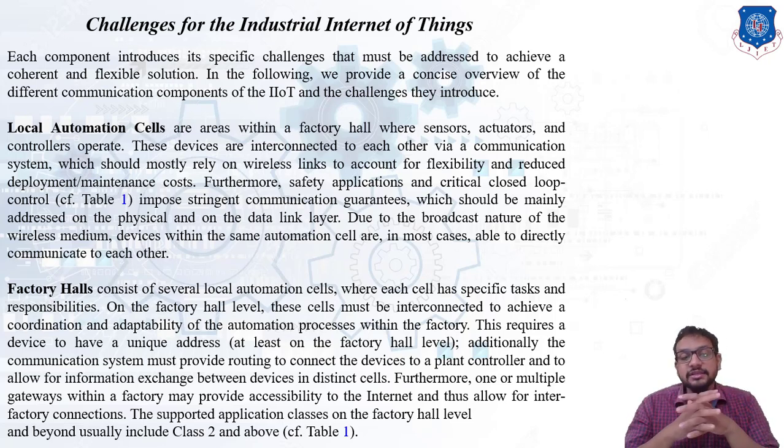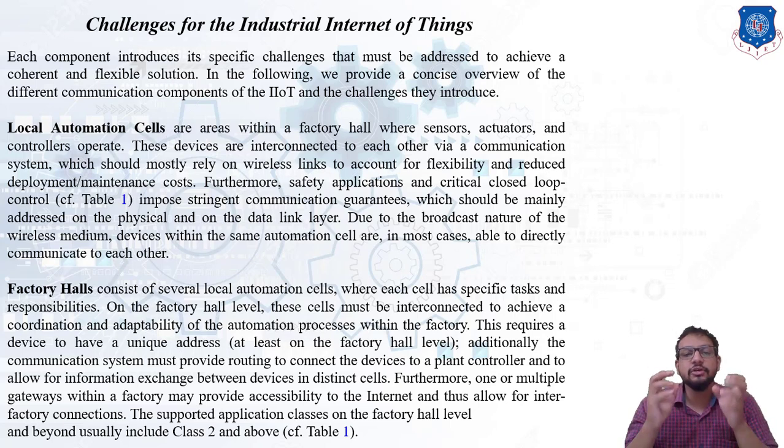Now next is the factory hall. The factory hall consists of several automation cells. Each cell has a specific task to perform and a responsibility. So on the factory hall level, these cells must be interconnected with each other in order to achieve coordination and adaptability for the automation within a factory. Now what will it require? This requires a device to have a unique address at least on the factory hall level. Each cell must have a unique address.